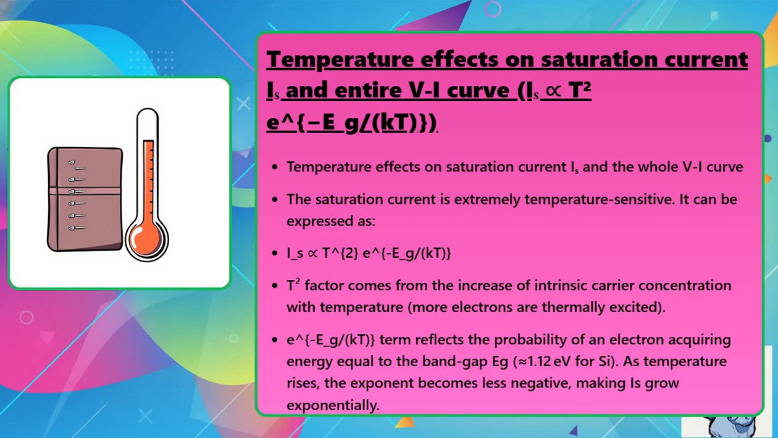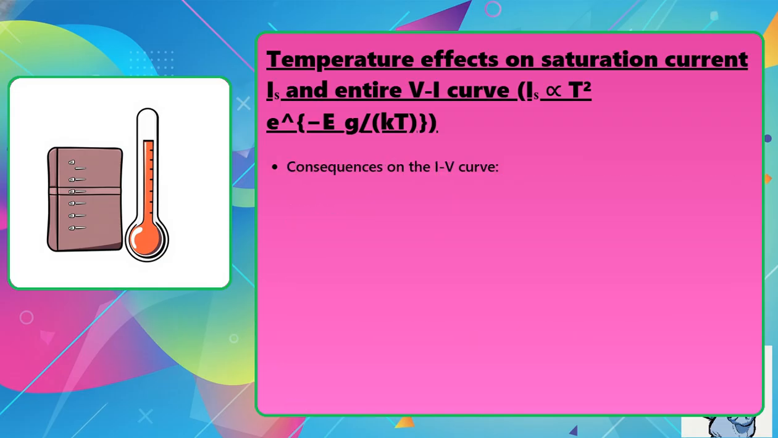The e^(-E_G/kT) term reflects the probability of an electron acquiring energy equal to the band gap E_G, approximately 1.12 electron volts for silicon. As temperature rises, the exponent becomes less negative, making I_S grow exponentially. Consequences on the I-V curve.